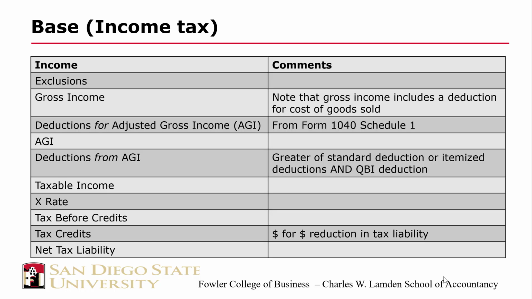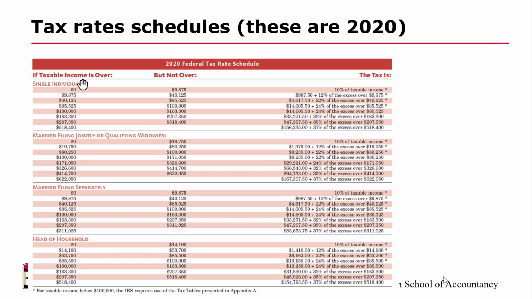Okay, so we're rolling our way down this calculation. We're down to the point of taxable income, right? We just calculated that. What are the rates? So there are rate tables. These are the 2020 rate tables. Your table pack has the 2022 rate tables. But you'll see there's single, married filing joint or qualifying widower. I prefer the term surviving spouse. I'm seeing a slow migration over to that in the tax law language, but you'll see those terms used interchangeably, qualifying widower, surviving spouse. Married filing separate, and head of household.